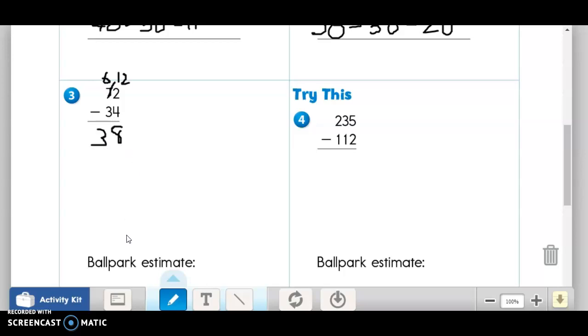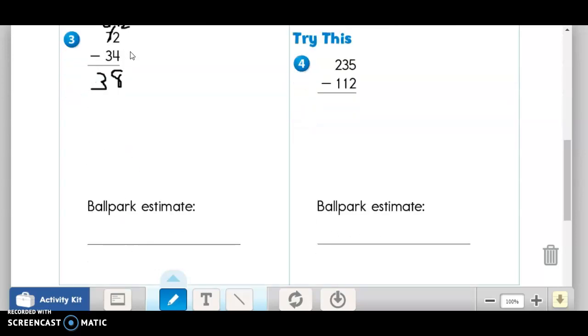Now let's estimate to see if our answers are reasonable. 72 to the nearest 10 would be 70. How about 34? Round that to the nearest 10. 30. 70 minus 30 is 40. Is 40 reasonably close to 38? Yeah, way to go. We're on top of things here. Keep it up, guys. Last one, big challenge.